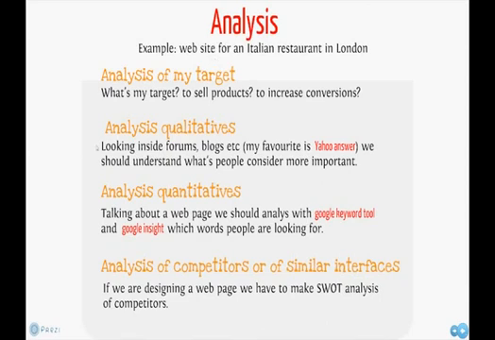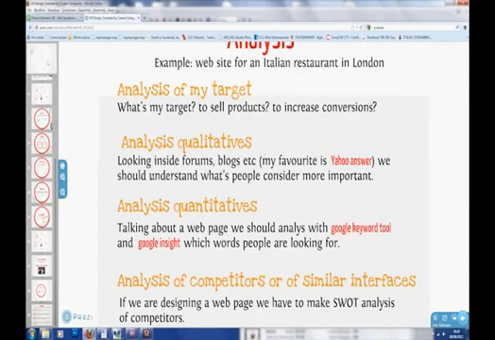Now we can start from qualitative analysis, because in my opinion it's the most important part. We have to look inside forums, blogs, etc. to understand what people think about an Italian restaurant in London in this case. To be simple, I will use Yahoo Answers, which is really good, but in real life you have to use also other elements, forums, blogs, etc. So we can start going to Yahoo Answers.